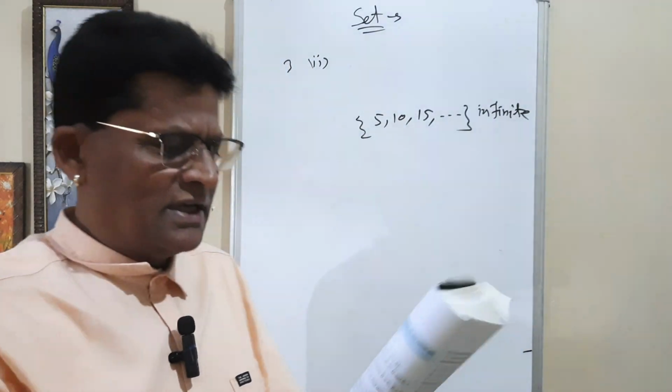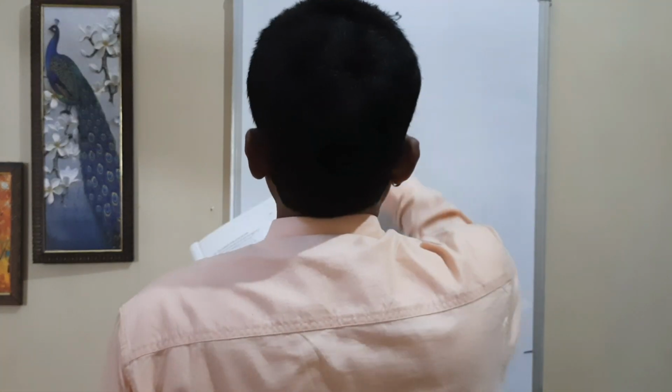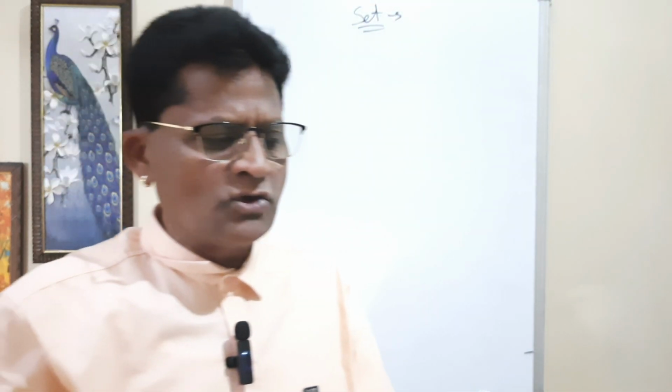Let me take the fourth part of question number 3. Very important. We are discussing the question number 3. You see the fourth part. The set of animals living on the earth. That will be finite. All the animals on the earth you can count. That is why it will be finite.